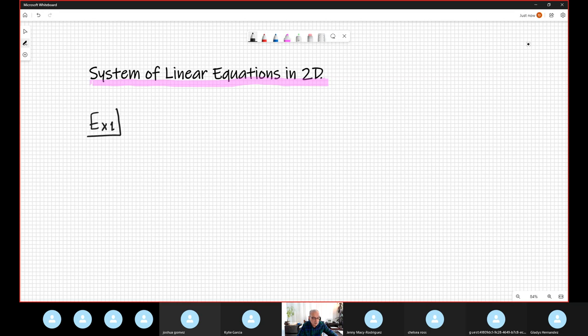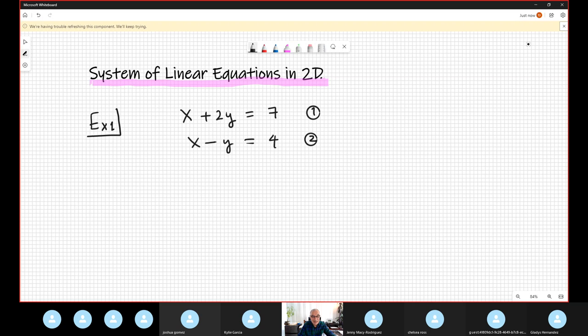Example one is x plus 2y equals 7. And this is my first equation. I put the number for the equation, equation one. This is the name of this equation. And the system consists of two equations and two unknowns, or two variables. So the second is x minus y equals 4. Equation two.